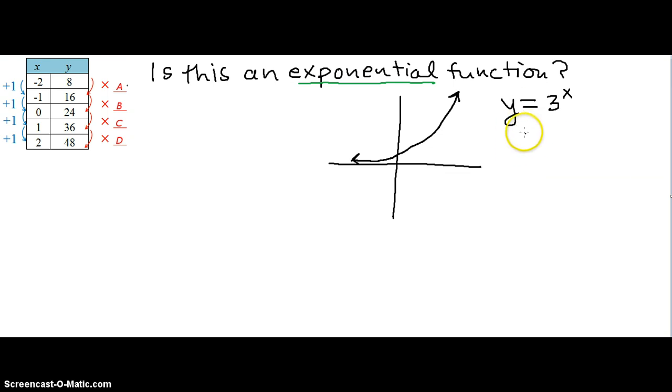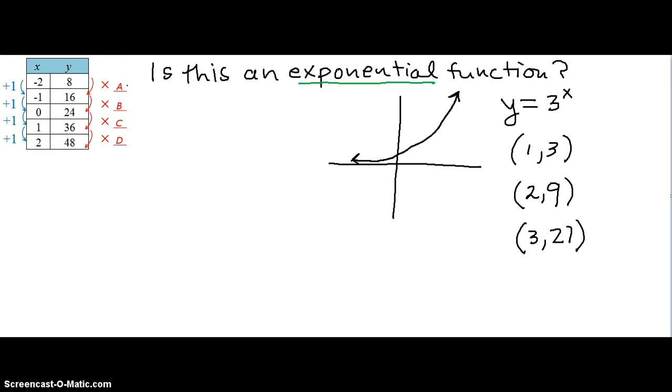Let's look at some points here to see what happens. If we plugged 1 in for x, then we'll get 3 for y. If we plug 2 in for x, then y would be 3 squared, which is 9. If we plug 3 in for x, y would be 3 to the third power, which is 27.